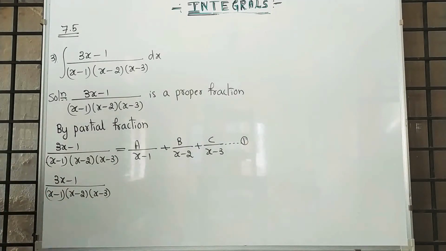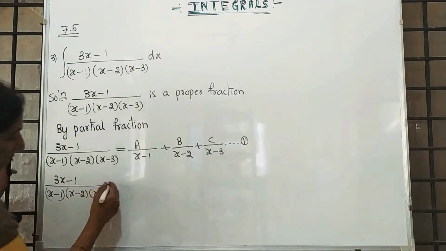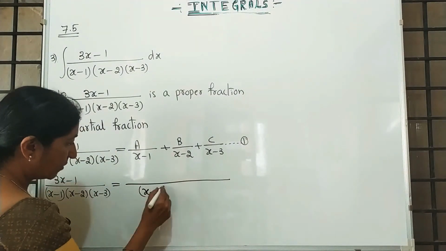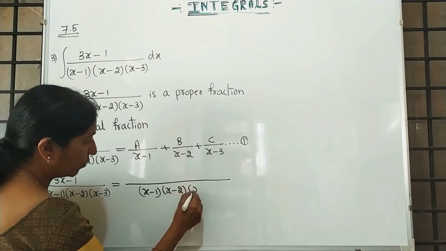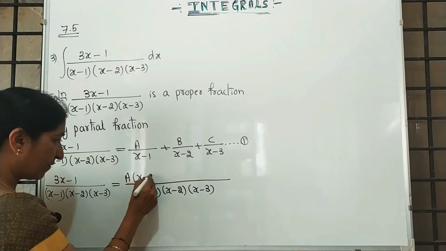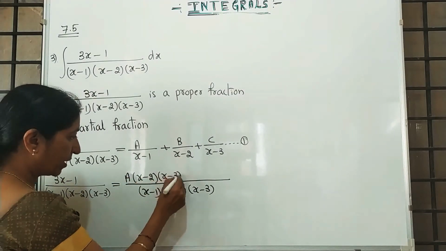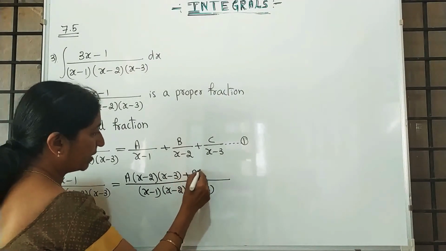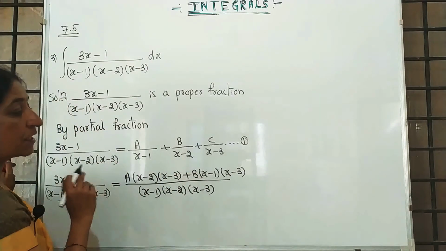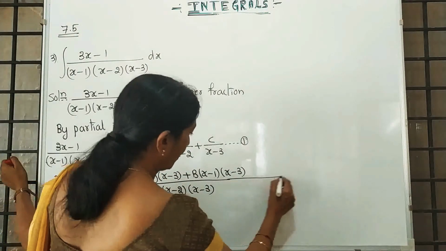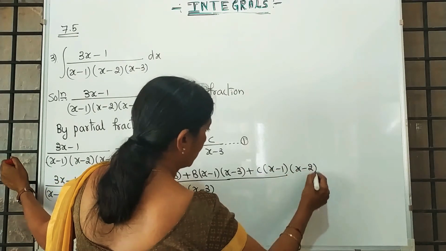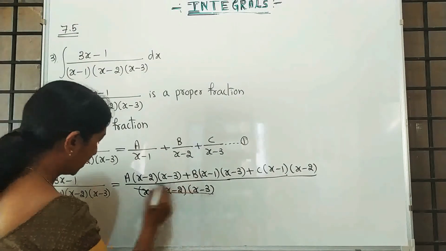You know that the LCM will be the same as whatever is there on the left side. Take the LCM, this is (x minus 1)(x minus 2)(x minus 3). A is multiplied with (x minus 2)(x minus 3), plus B is multiplied with (x minus 1)(x minus 3), plus C times (x minus 1)(x minus 2). On both sides the denominator gets cancelled.